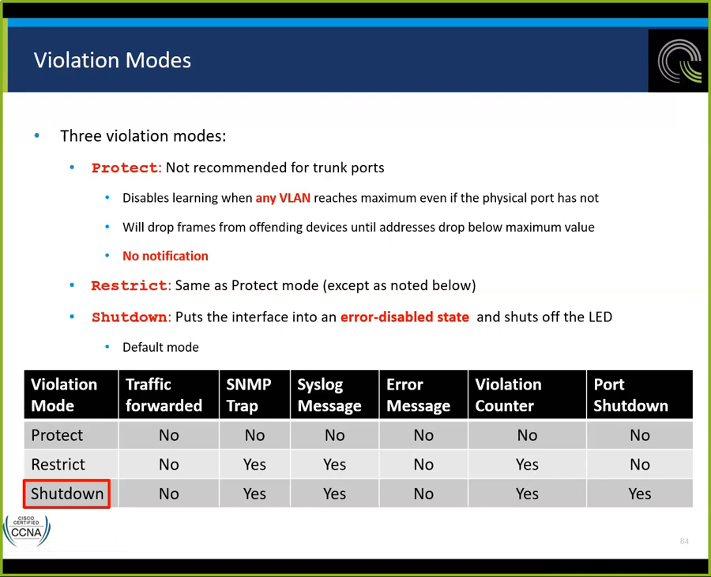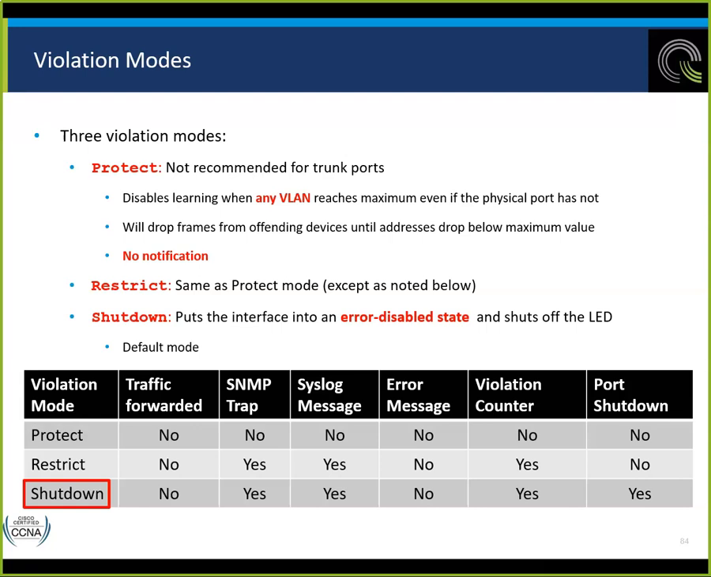Shutdown, the one that we use, puts the port in err-disable mode, and it is the default. In each of these, traffic forwarded is going to be no. SNMP trap: yes for restrict and shutdown, if configured. Syslog message: yes, if configured. Error message: no for everything.